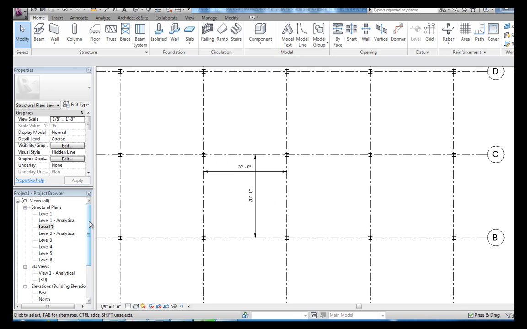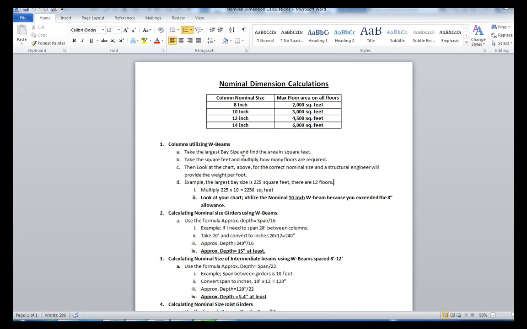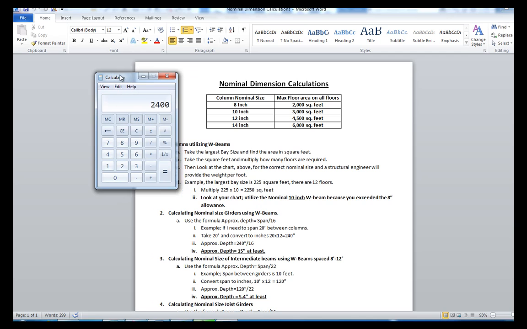And basically, all you have to do is get you a calculator and say 20 times 20, length times width, equals your area is 400. Alright, we did that. Let's go back to our next step: you take the square feet and multiply it by how many floors are required in that bay area. Well, this is going to be 6 floors. So we need to take that into calculation. So you take 6 floors and you times it by your 400. That's 2,400. Alright, what's the next step here?